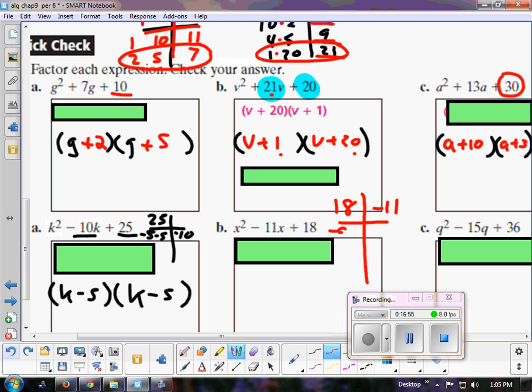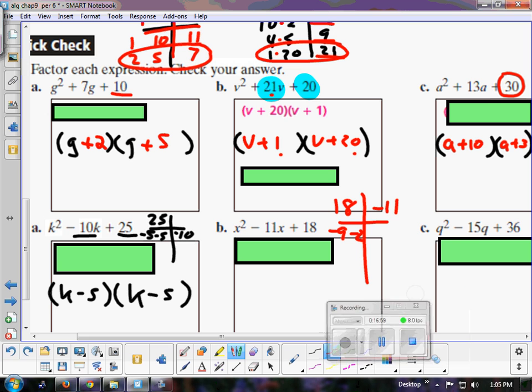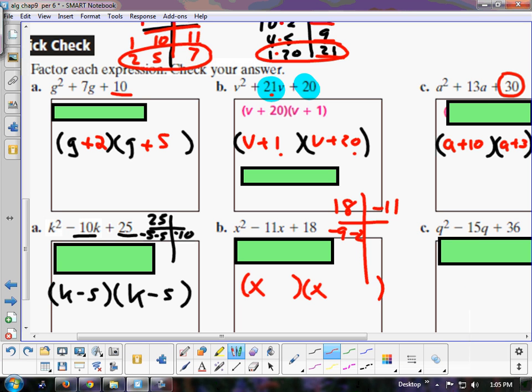So negative 9 times negative 2, that equals 18. And at the same time adds up to negative 11. So I can just make my parentheses and put a minus 9 and a minus 2. If I did positive, it would have been positive 11, but we have a negative 11 there.